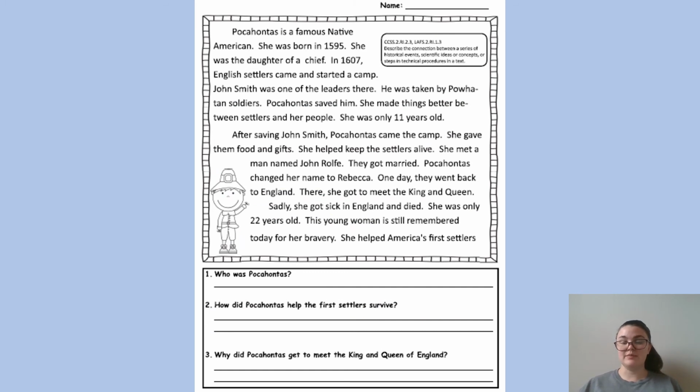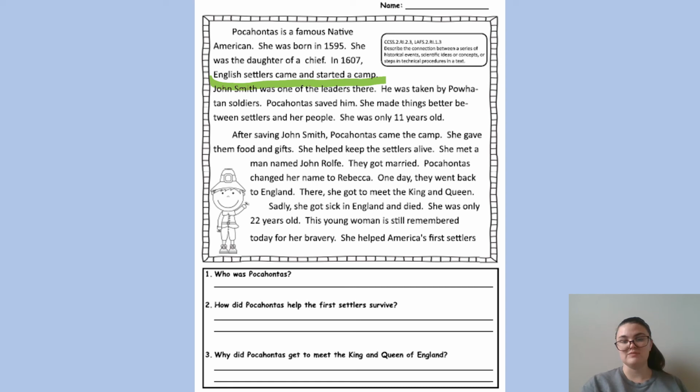Here's our first example, and once we're done with this, you're going to do 2 more examples on your own worksheet. So our example says, Pocahontas is a famous Native American. She was born in 1595. She was the daughter of a chief. In 1607, English settlers came and started a camp. John Smith was one of the leaders there. He was taken by the Powhatan soldiers. Pocahontas saved him. She made things better between settlers and her people. She was only 11 years old.